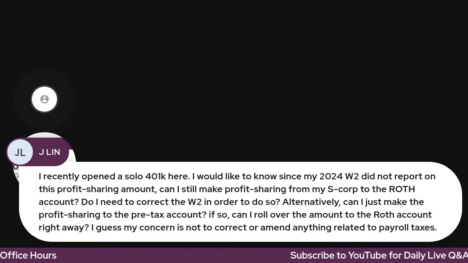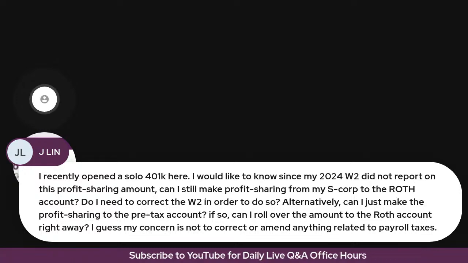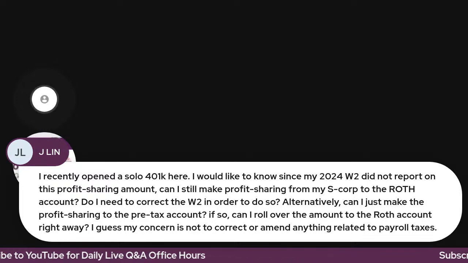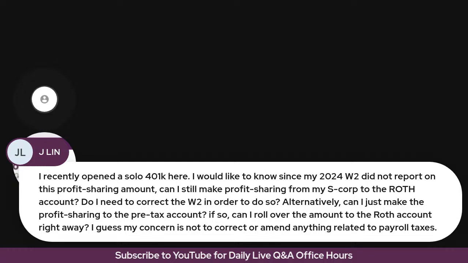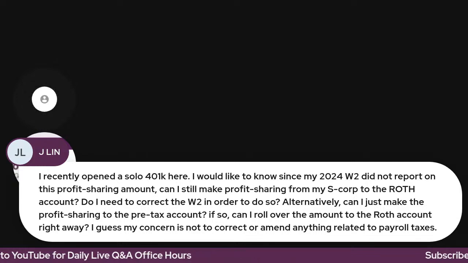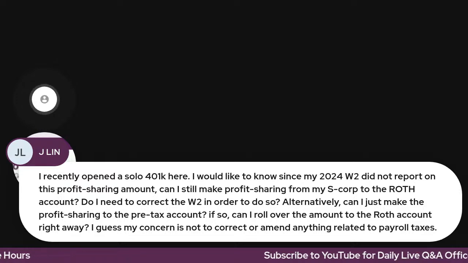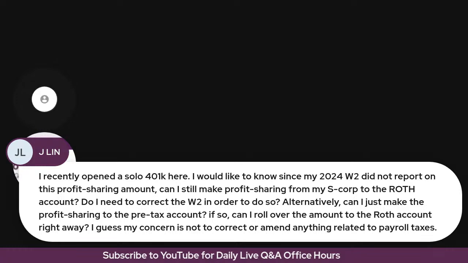Good question. So the solo 401k plan does allow for both pre-tax solo 401k contributions as well as employer Roth solo 401k contributions. In short, due to Secure Act 2.0, you can now choose to make your employer profit sharing contributions as Roth instead of making them as pre-tax contributions.